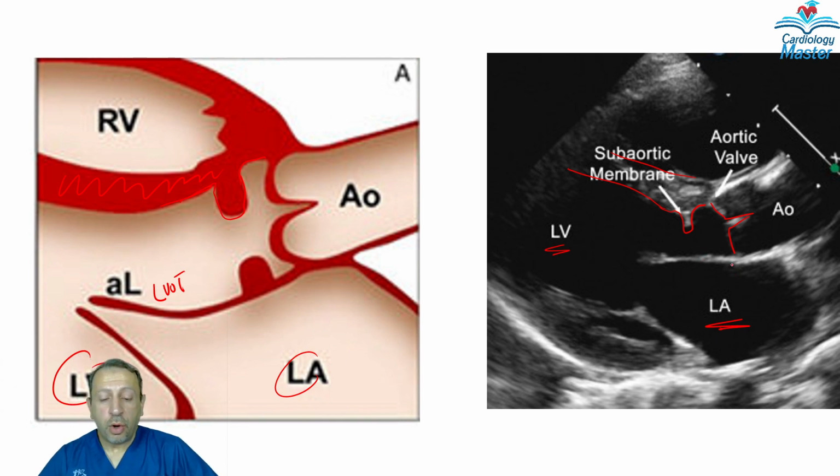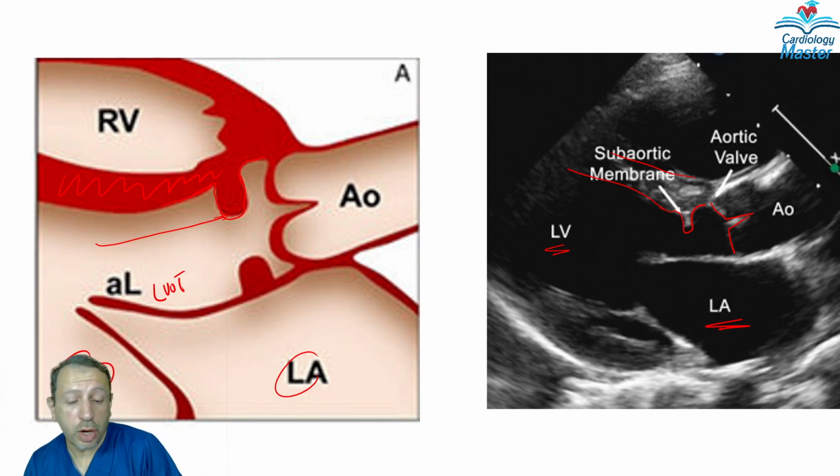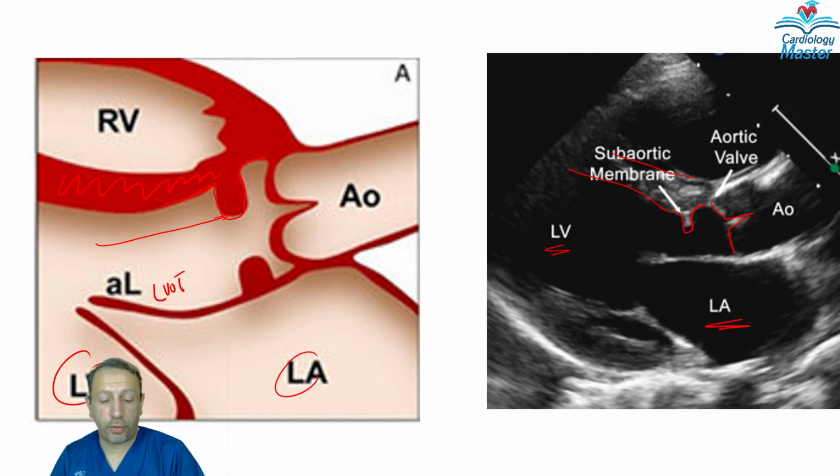This is the membrane. What actually happens when the blood flows through the LVOT towards the aortic valve into the aorta? It faces this membrane. So it hits the membrane and faces this obstruction, causing an element of obstruction of flow of blood towards the aortic valve and the aorta.